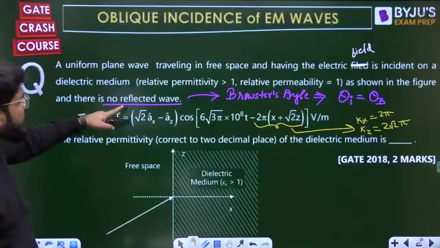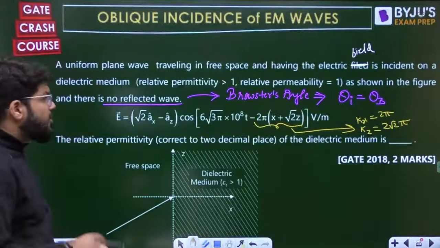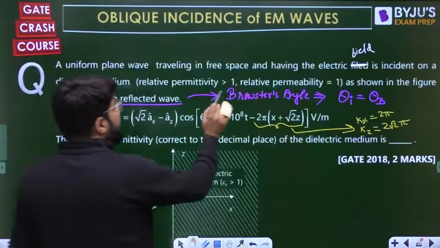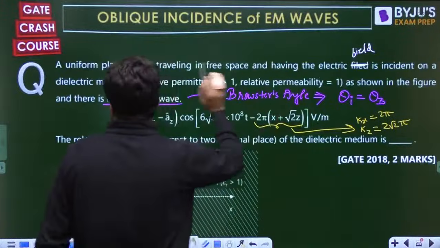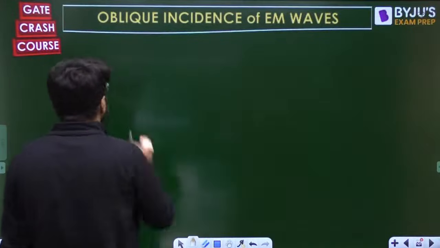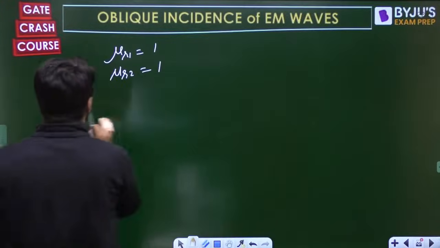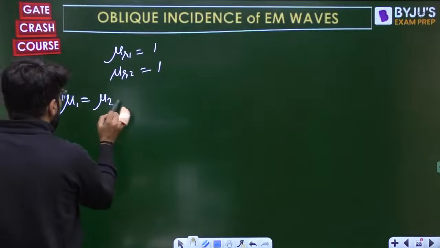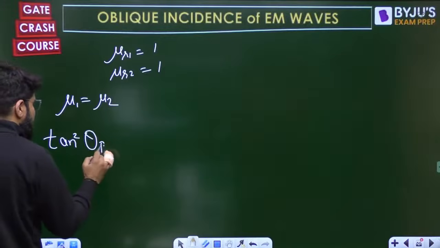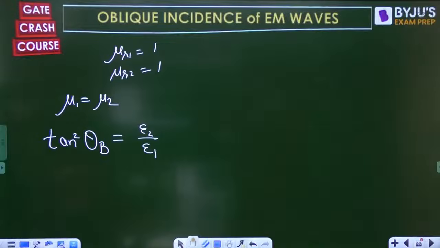But we know that for no reflection, the wave should be incident at Brewster's angle. Now, what is the formula for Brewster's angle? See, here, for the second medium, mu r equals 1. And the first medium is anyways free space, so there also mu r is 1. So mu r1 is 1 and mu r2 is also 1. So clearly mu1 is equal to mu2. That is why in the Brewster's angle formula, tan square theta b will be epsilon 2 by epsilon 1. That is the formula you can use.